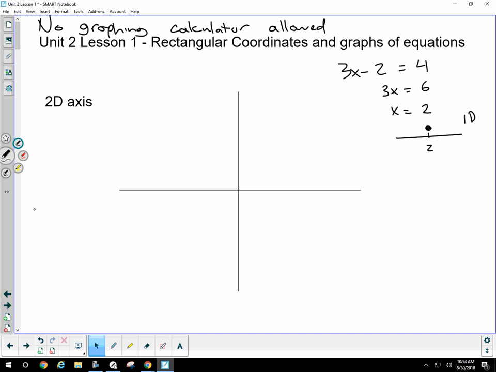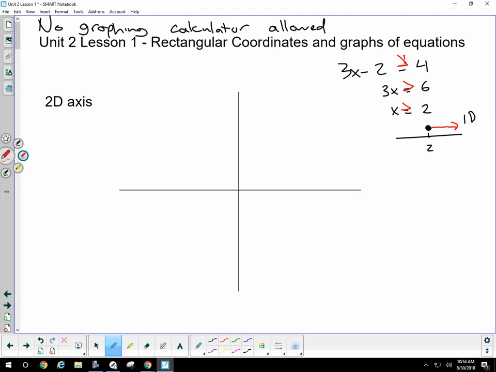And we know that if we used an inequality symbol, say a greater than or equal to, that x could be values including 2 and greater than 2. This is a one-dimensional axis, okay? One line, one dimension. Now we have 2 lines. We have a two-dimensional axis.